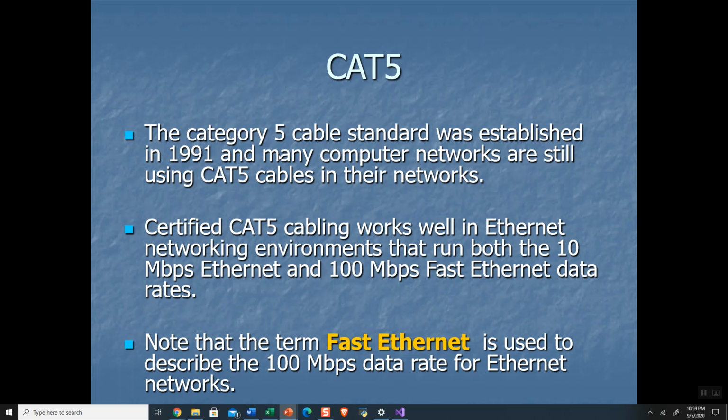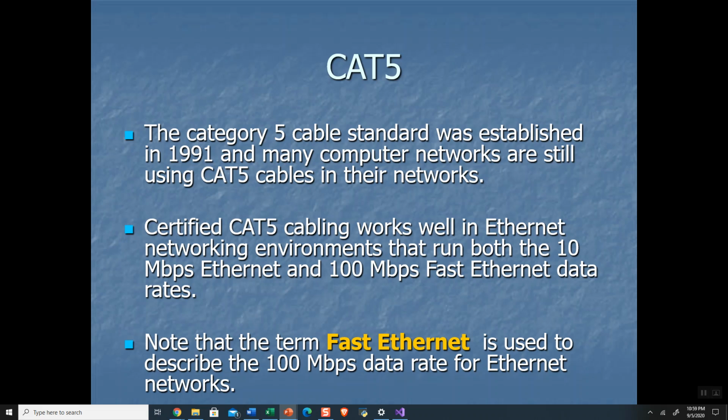Cat5 has been around since 1991, since I was in the Navy, and it is known as fast internet because it goes over 100 megabits per second. This is megabits. Remember, the transmission of data is measured in bits, not in bytes. The capacity in which you store data is measured in bytes. That's your hard drive, your memory, and so on.